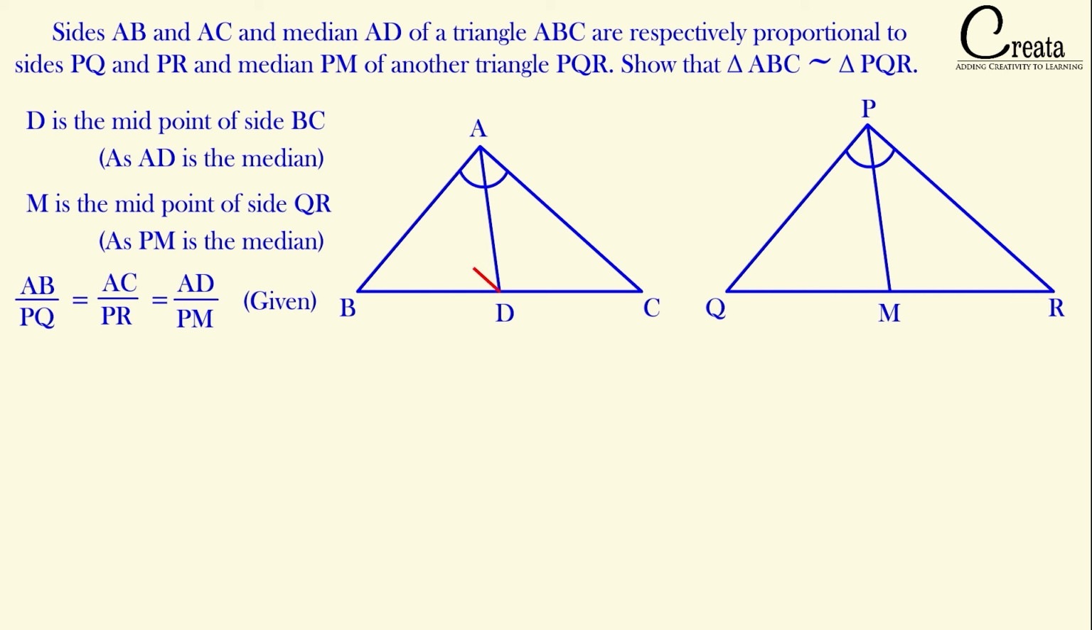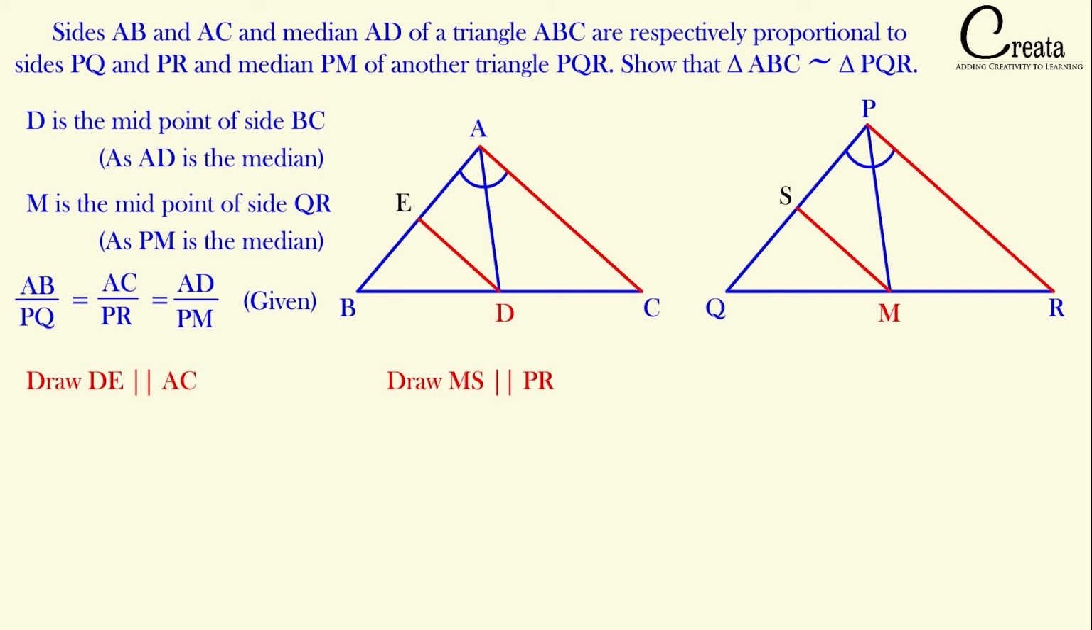Let's draw the line segment DE which is parallel to the side AC. We have simply drawn a construction, the line segment DE which starts from the midpoint of side BC, that is from the point D, and joins the side AB at the point E. And this DE is parallel to AC. Similarly, in triangle PQR, let's draw the line segment MS which is parallel to PR. So both of these line segments are parallel in both triangles. Here we know point D is the midpoint and point M is the midpoint. But we do not know whether point E and point S are the midpoints or not.